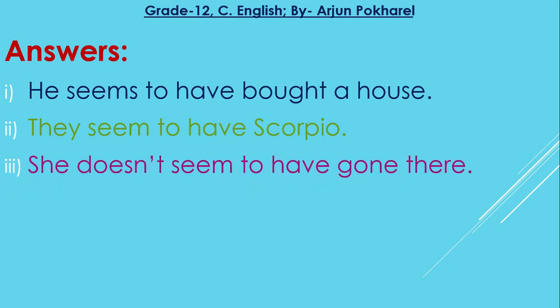Okay, she doesn't seem to have gone there. She didn't go there. It is negative, that's why you use she doesn't seem to, it is past, that's why you have to use have gone there. Okay, to plus have plus b3 plus object.